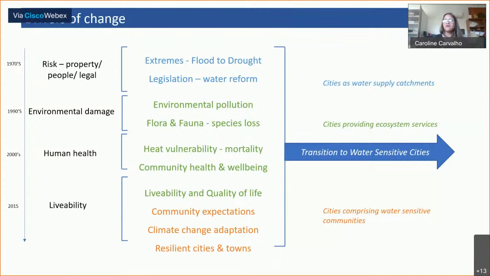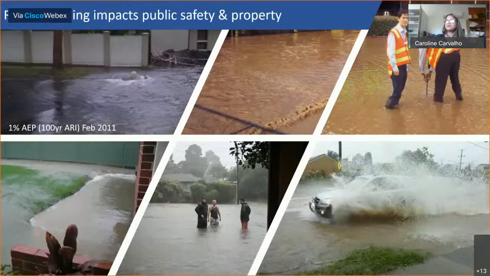Our drivers of change in the 70s, as I said, was risk and property and people damage. So all focused on flood. By the 90s, we started talking about soft engineering, green engineering. We started talking about an environmental damage that we'd done for 200 years in Melbourne. And by the 2000s, we started talking about the human health benefits of natural elements within our cities. And in the last 5-6 years, we've been talking about livability outcomes. All of this transitions all of our cityscapes towards that water-sensitive city state, which is where we're pretty much all aiming for.